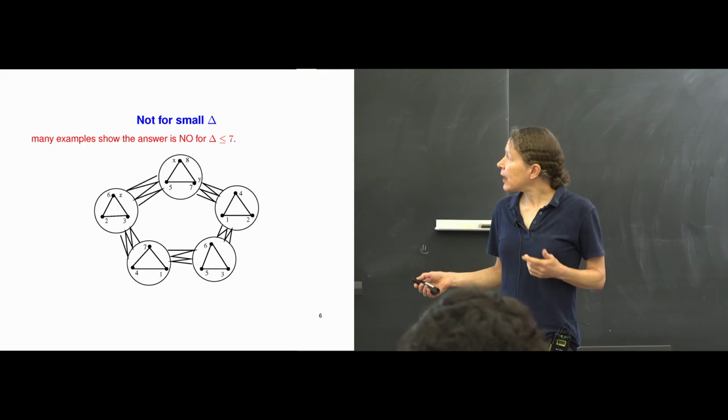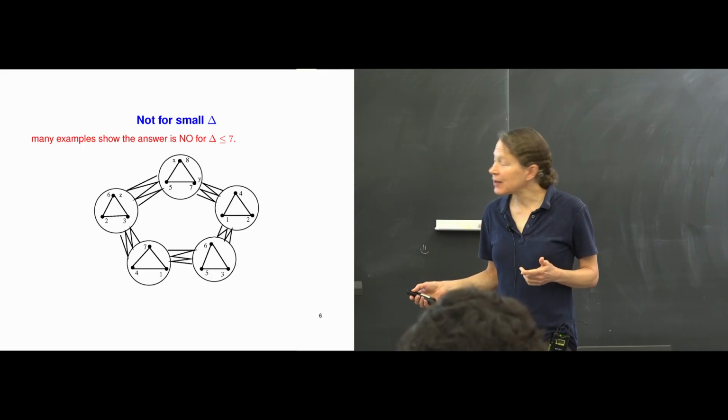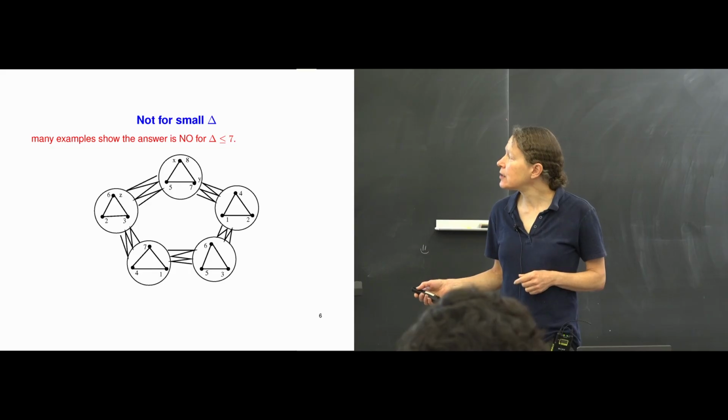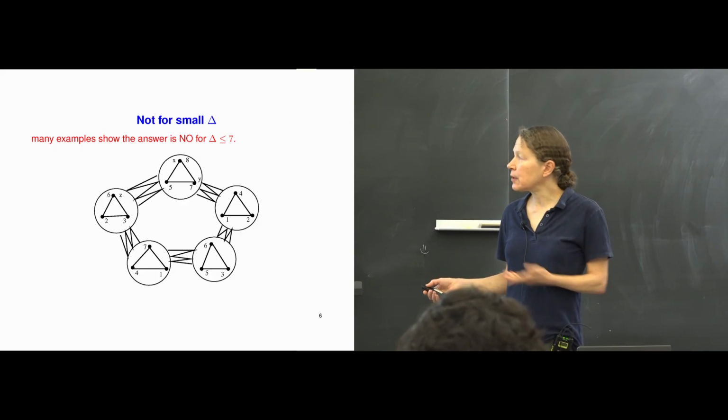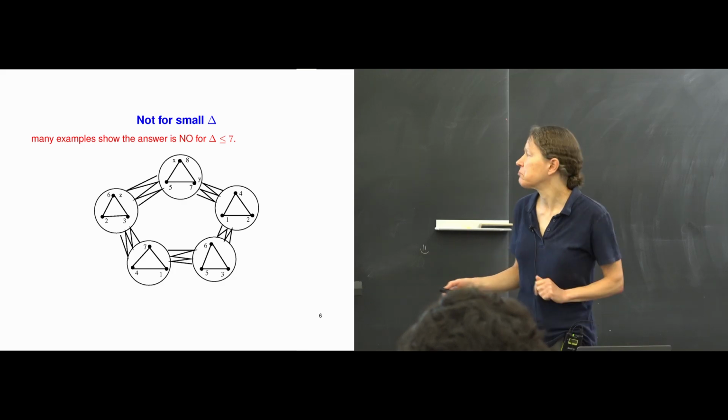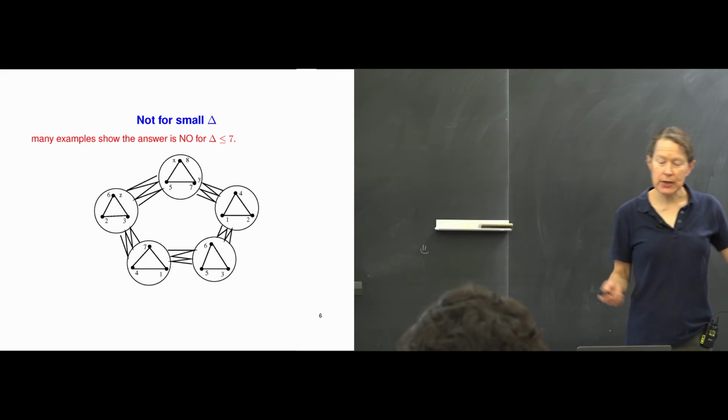And you can't color with 7 colors, actually for the same reason as we saw in the previous example. The independence number is 2. The non-neighbors of this vertex are simply this clique. So the independence number is 2, but the number of vertices is 15. So you can't color with 7 colors.